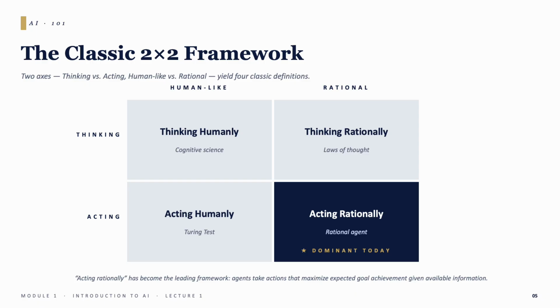A self driving car does not need to drive exactly like a human. Instead, it must drive safely and efficiently. Therefore, it follows the acting rationally approach because achieving the goal is more important than imitating human behavior. Once again, narrative comes into play.